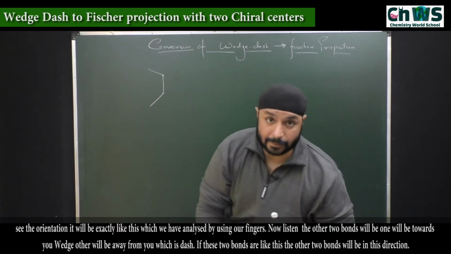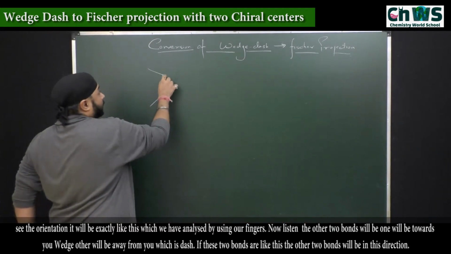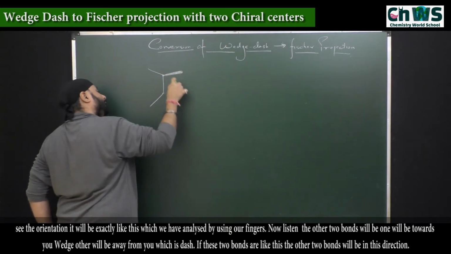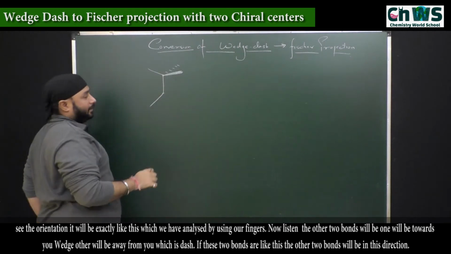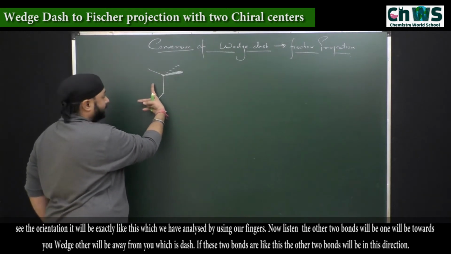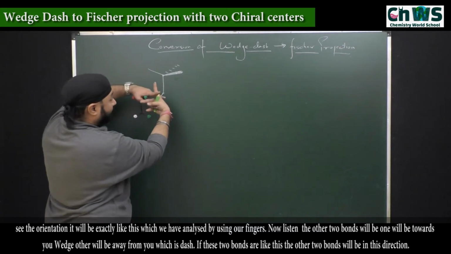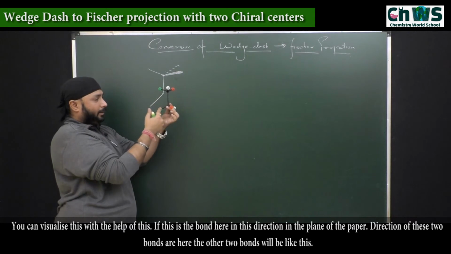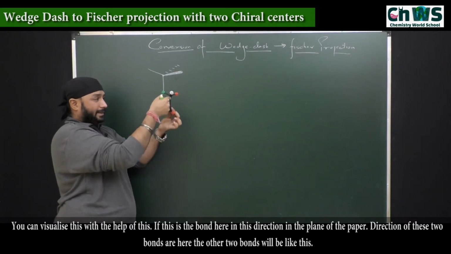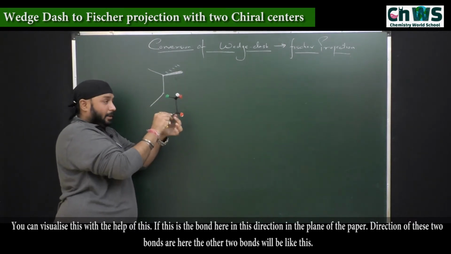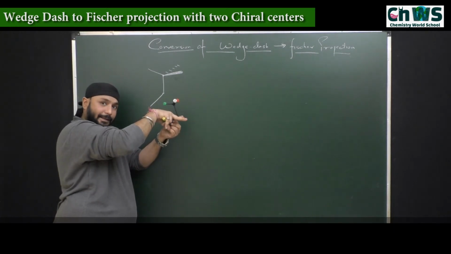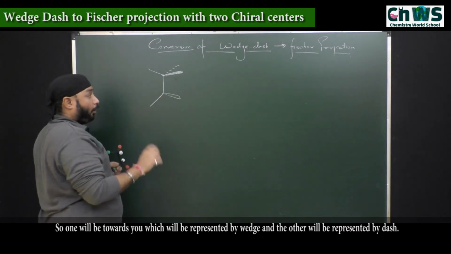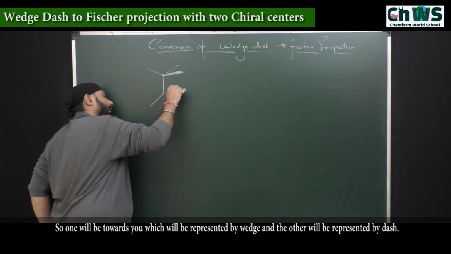Now listen. The other two bonds will be, one towards you, which is wedge, and the other away from you, which is dash. If these two bonds are like this, the other two bonds will be in this direction. You can visualize it with the help of this. If these two bonds are in the plane of the paper in this direction, the other two bonds will be like this. So one will be towards you, represented by wedge, and the other represented by dash.